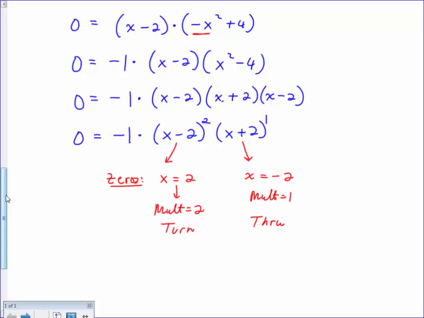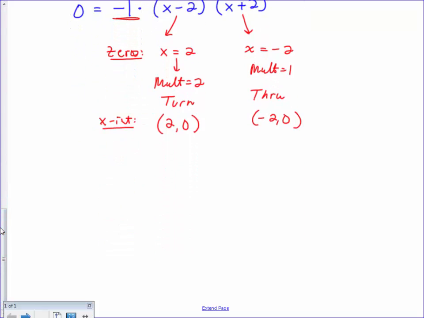However, to be able to graph this eventually, I would want to write these zeros as x-intercepts. So this one would be (2, 0), and this one would be (-2, 0). Notice that I didn't do anything with the negative 1 that I had originally at the front of my factors. It doesn't contain an x, so I don't have to use it to find zeros.